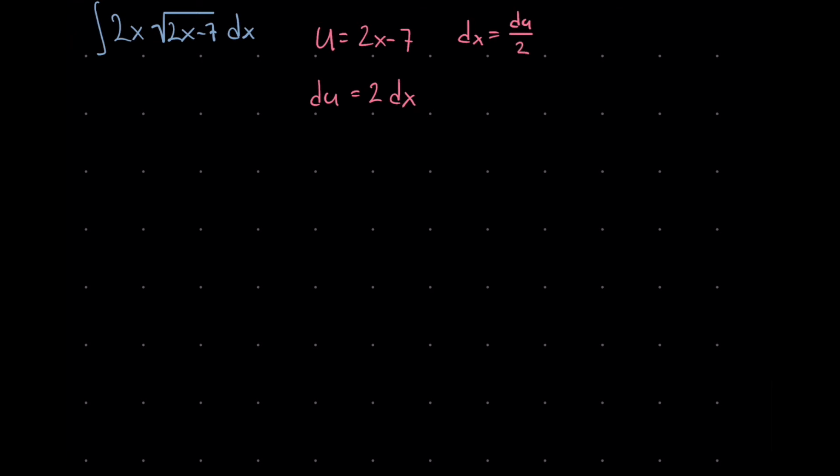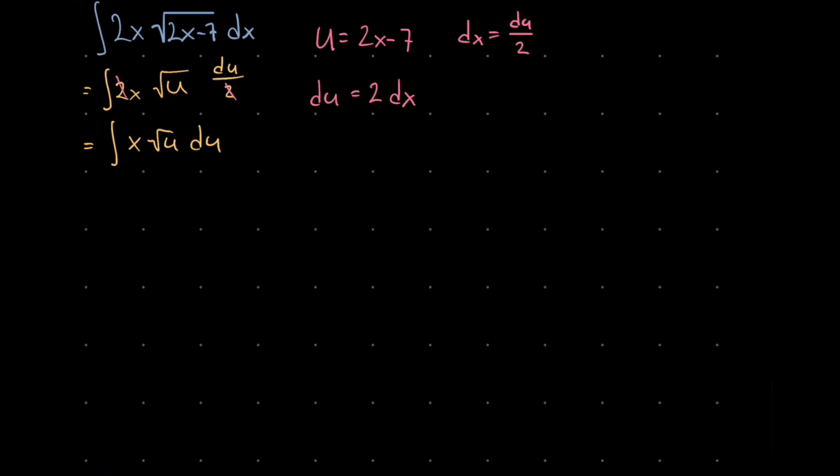Now we're going to substitute this back into our initial equation. We get the integral of 2x times the square root of now just u, and dx becomes du over 2. Clearly our 2's cancel out, and all we're left with is the integral of x times root u du. Although we did simplify it quite a bit, we still have an x term here, which we cannot have when we're doing u substitution. So how do we get rid of this?